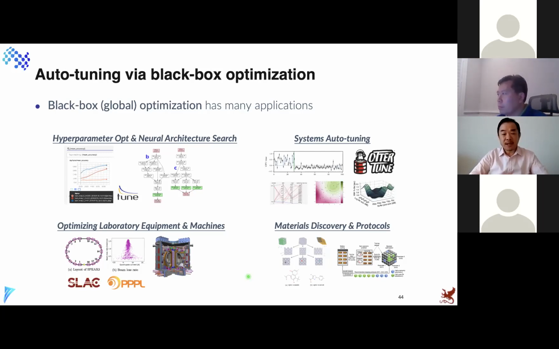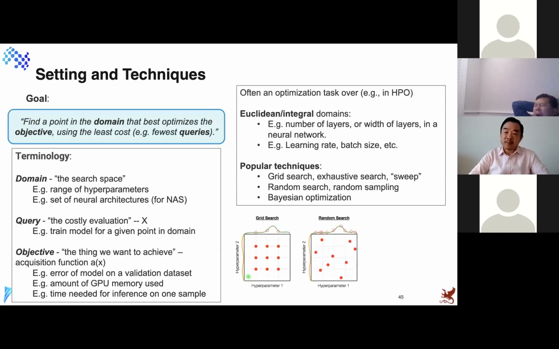So we ask, can we even tune automatically, maybe even based on a model-based approach in this paradigm? Well, this work has actually been studied in a number of other scenarios, for example, optimizing laboratory equipment, material discovery, and so forth. And the approach is the following, right? You want to find a domain, which is the space of hyperparameters, for example, or the space of all neural architectures and so forth. And then you want to best optimize an objective with the least cost.